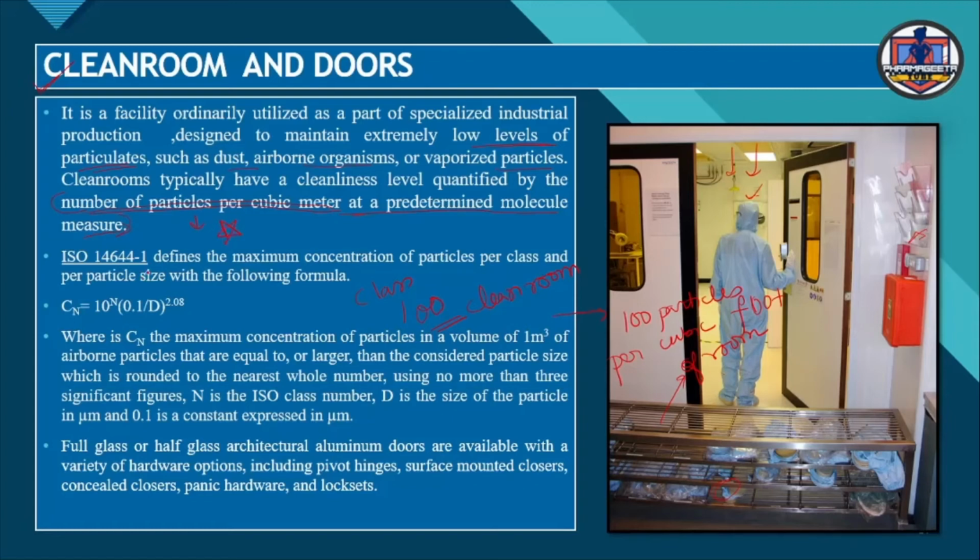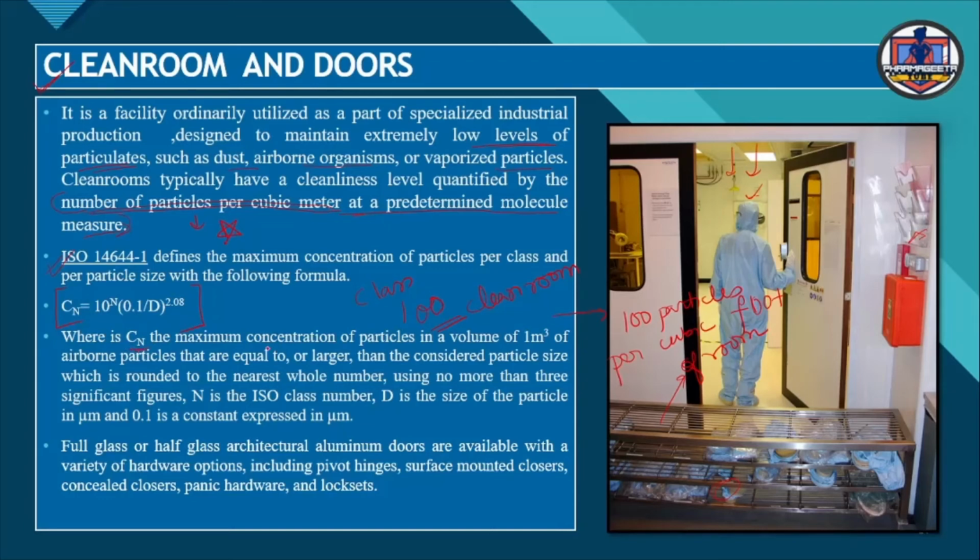This is very important. So how do we determine the number of particles? This is the formula ISO has defined. The maximum concentration of particles per class and per particle size with the following formula. This is the formula. You can jot it down. Cn equals 10 to the power N, whole bracket, 0.1 by D, to the power 2.08.